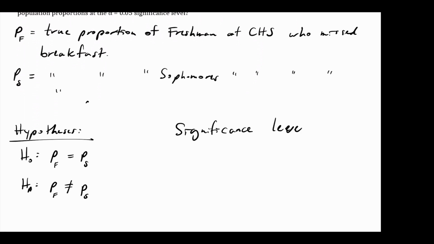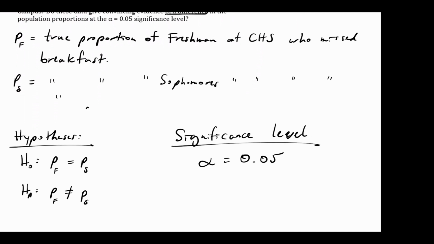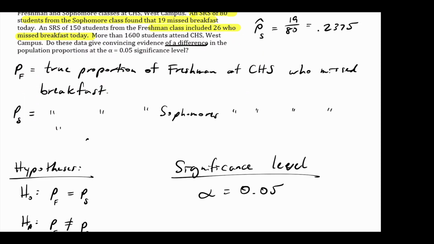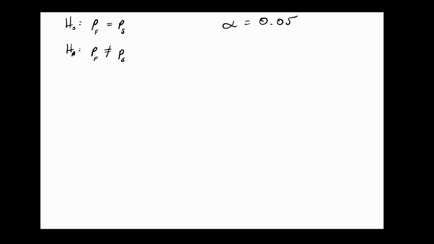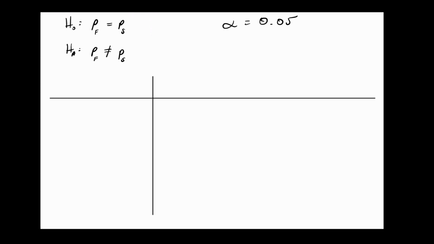Significance level. It said use 5%. The fourth thing we have to do is check our conditions and assumptions. So we're going to have 3 columns here: 1 column for the actual condition, 1 column for the first sample, 1 column for the last sample.